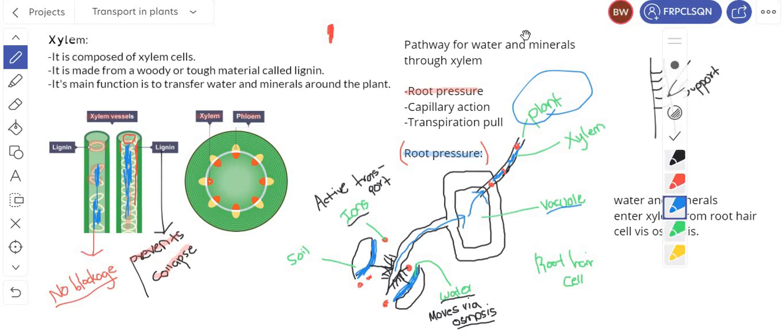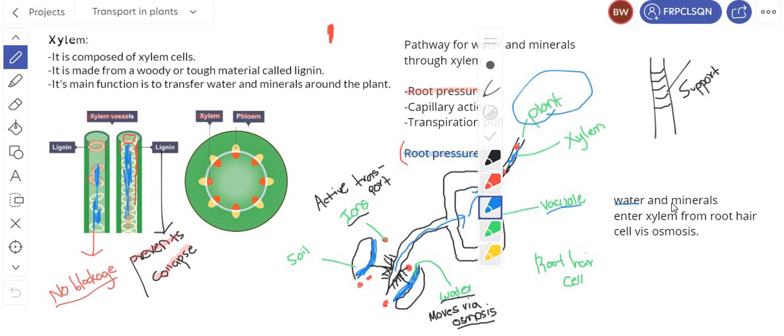So let's summarize. Water and your minerals enter the xylem from the root hair cell via osmosis. This is the whole thing summarized in just a few words, right? So you can just read this and get the basic idea of what I'm talking about.